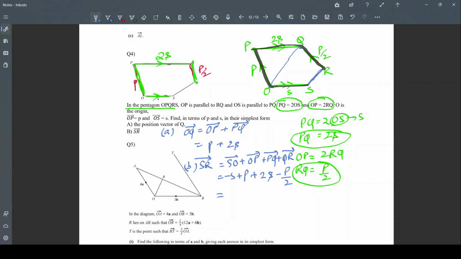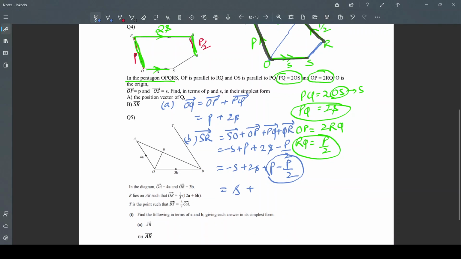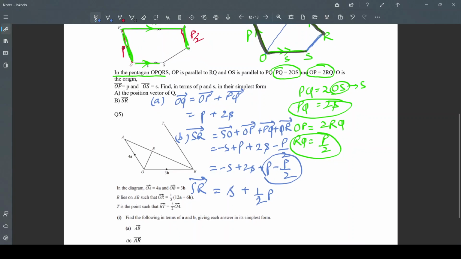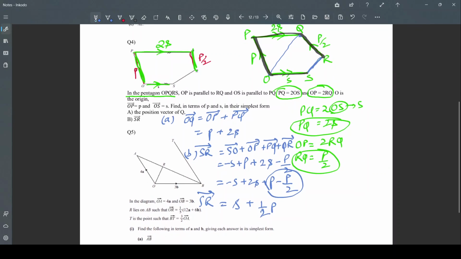Let's pair the like terms: S minus S plus 2S, plus P minus P by 2. So minus S plus 2S is S. And for this you can use your calculator also. 1 minus 1 by 2 is 1 by 2. So the final answer: SR will be equal to S plus 1 by 2 P. So this is your SR vector.